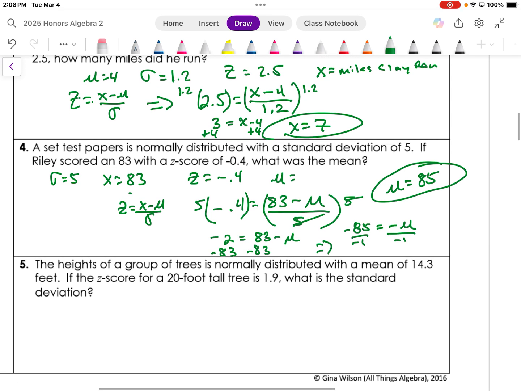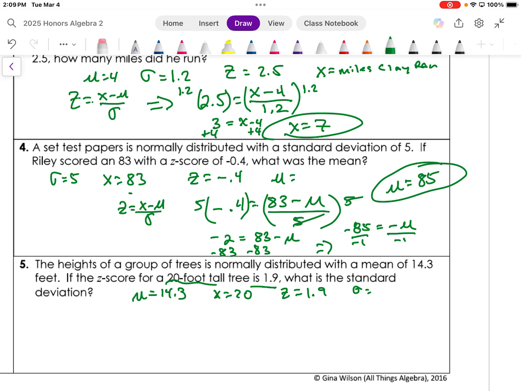The height of a group of trees is normally distributed with a mean of 14.3 feet. If the z-score is 1.9, that one you had to look at. The mean is 14.3. A 20-foot tall tree, so x is 20 feet. The z-score is 1.9. What's the standard deviation? So what's the sigma?